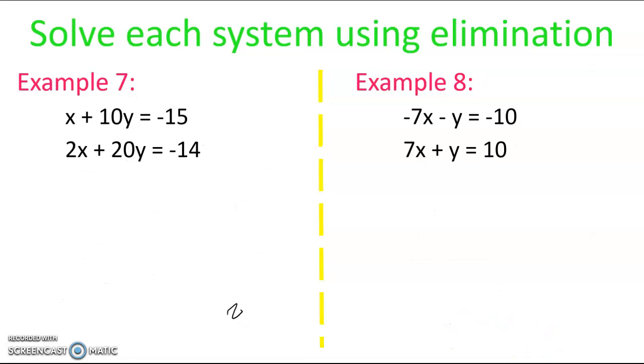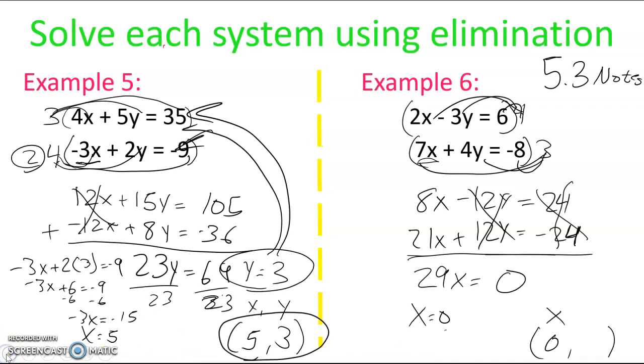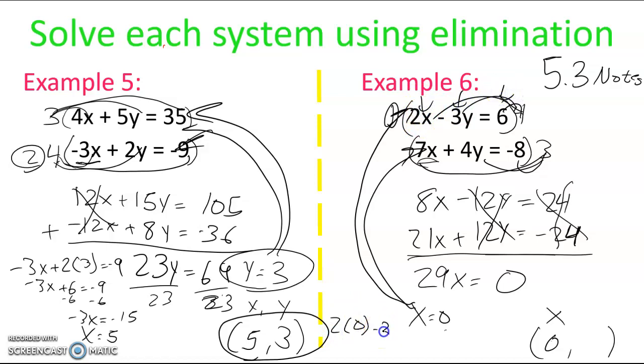Now we need to take our x equals 0 and plug it into any of the equations. Again, I always recommend using the equation that looks easier for you. Number 1 looks easy to me, so I'm going to plug 0 in for x. Using this equation right here, it's going to be 2 times x, which is 2 times 0, minus 3y is equal to 6.